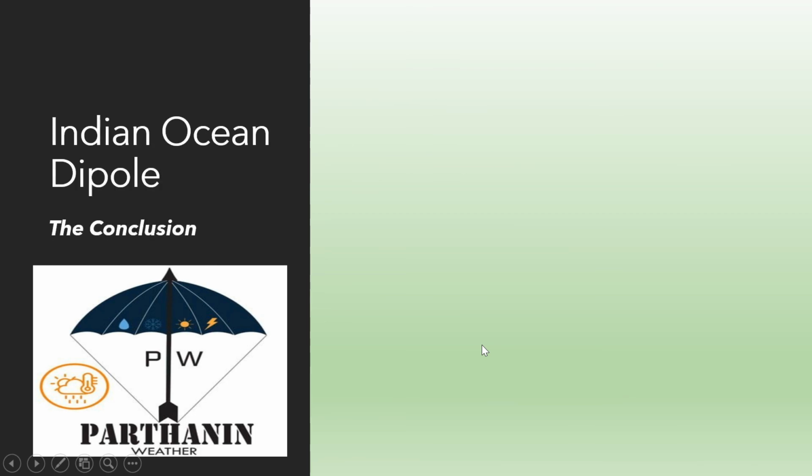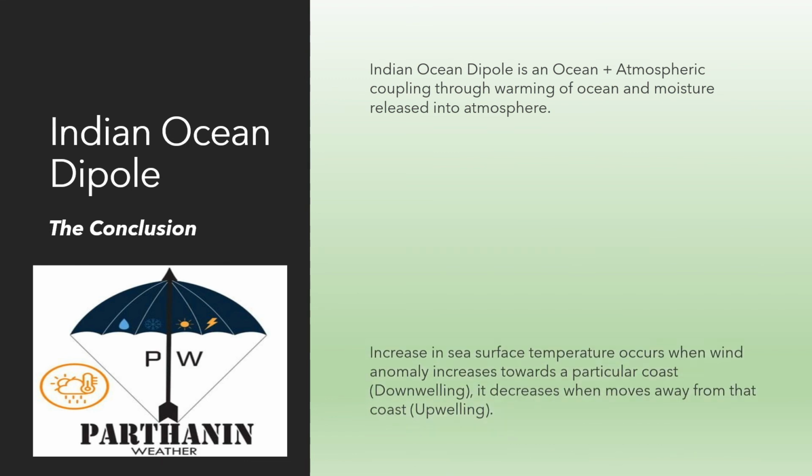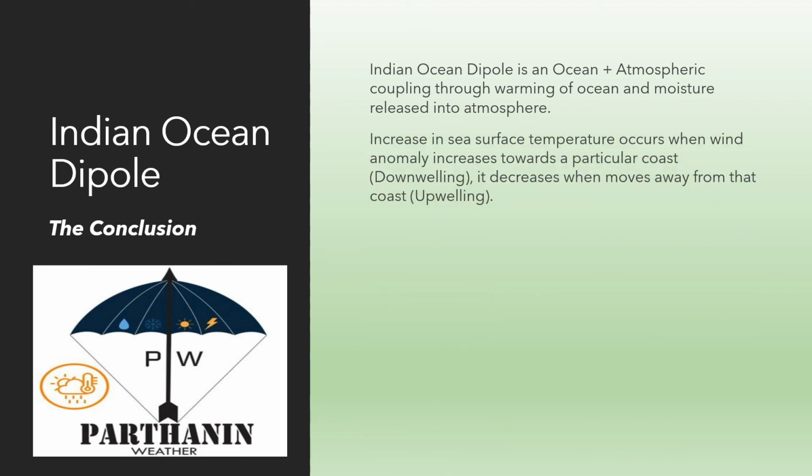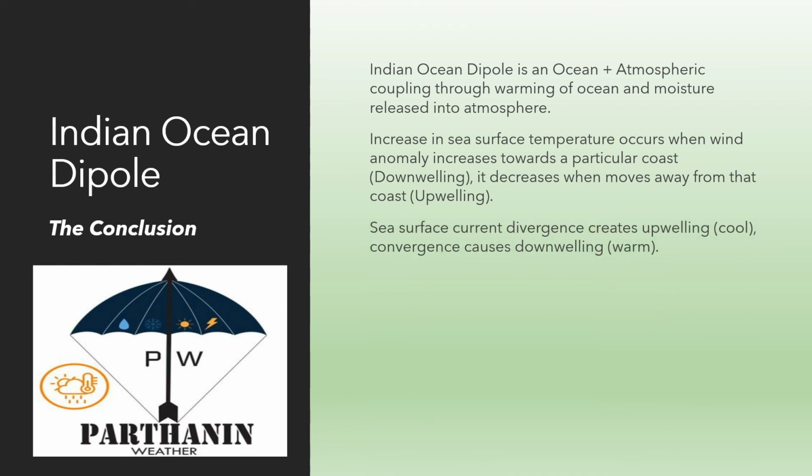Now let's see the conclusion. What we learned: the Indian Ocean dipole is an ocean-atmosphere coupling through warming of the ocean, and moisture is released into the atmosphere. An increase in sea surface temperature occurs when wind anomaly increases towards a particular coast, that is downwelling. It decreases when it moves away from that coast, that is upwelling. Sea surface current divergence creates upwelling, and convergence causes downwelling.